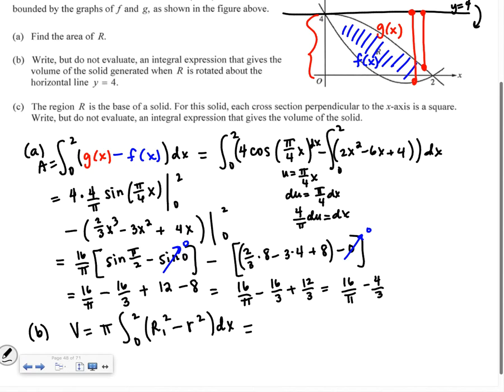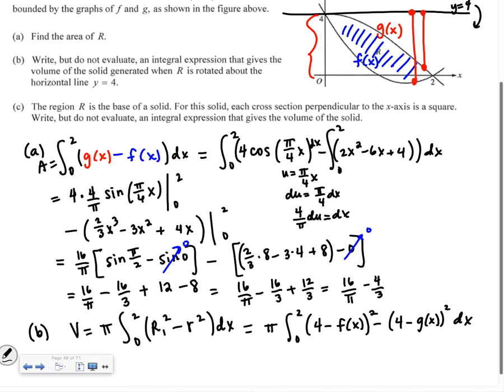So if you wanted to actually put in the equations, you would have pi integral from 0 to 2 of (4 minus f of x) squared minus (4 minus g of x) squared dx. So you could write it like that as well.